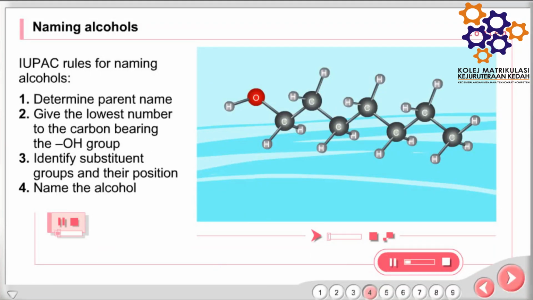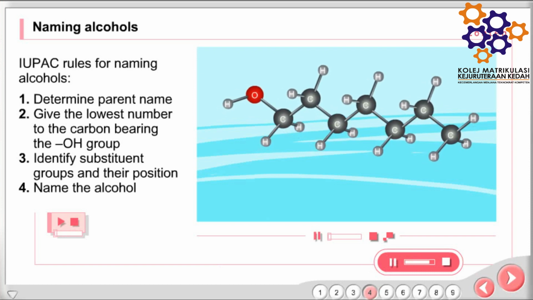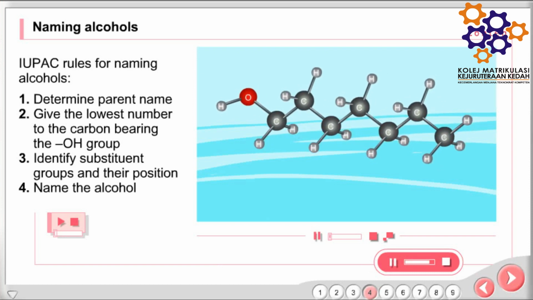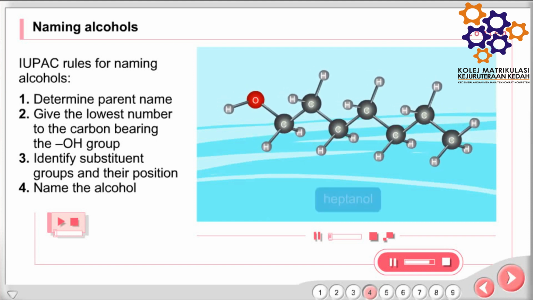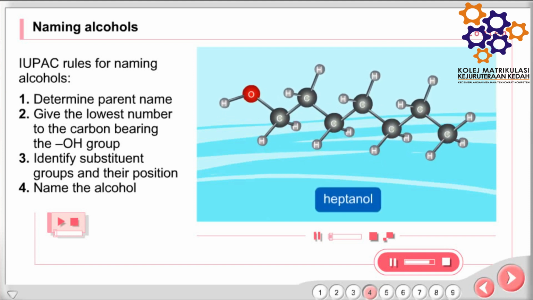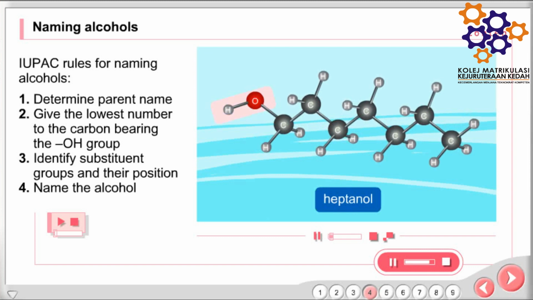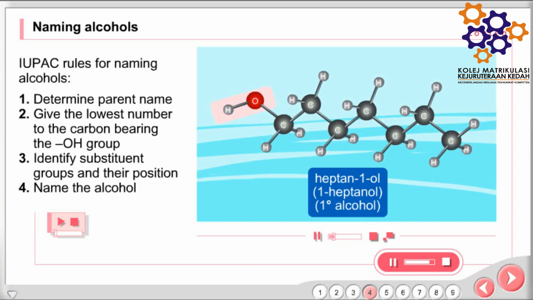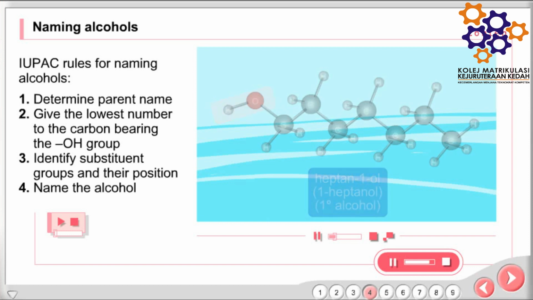Let us practice naming and classifying alcohols according to the International Union of Pure and Applied Chemistry rules. This alcohol contains 7 carbon atoms. Therefore, its parent name is heptanol. The hydroxyl group is located on the first carbon atom. Therefore, the systematic name for this alcohol is heptan-1-ol. It is a primary alcohol.